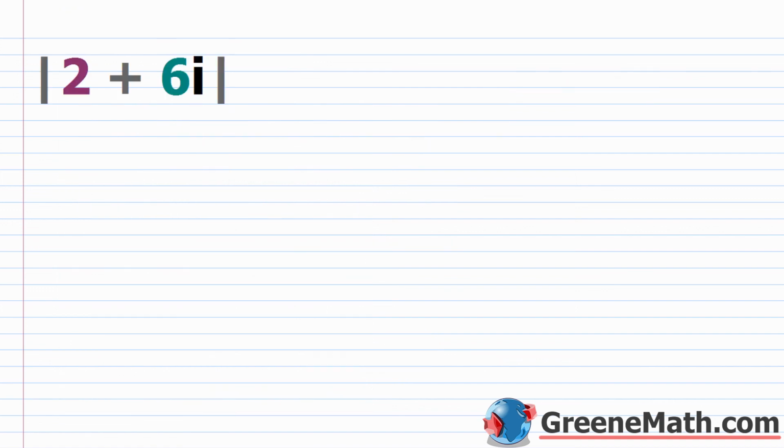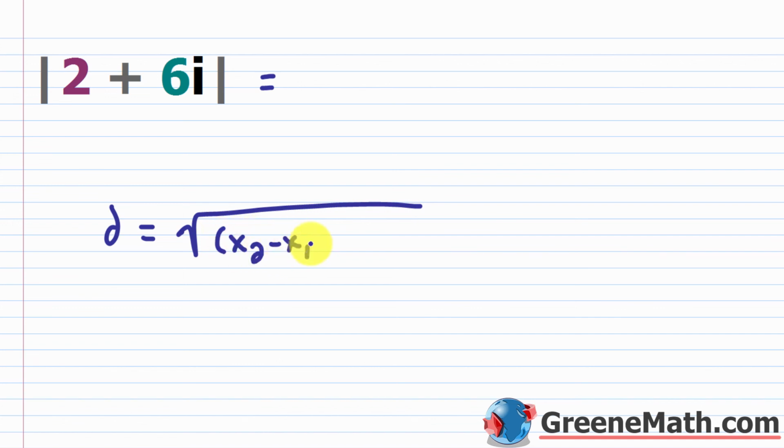Okay, so the last thing would be the absolute value of a complex number. So if we have something like the absolute value of 2 plus 6i, again, remember the way you would do this, this is going to be the distance between this number and 0, or the origin on the complex plane, okay? So your distance formula normally is what? It's the square root of, you have x sub 2 minus x sub 1 quantity squared, plus you have y sub 2 minus y sub 1 quantity squared.